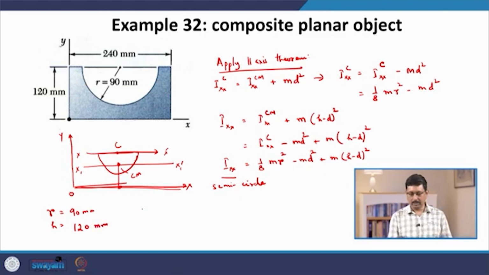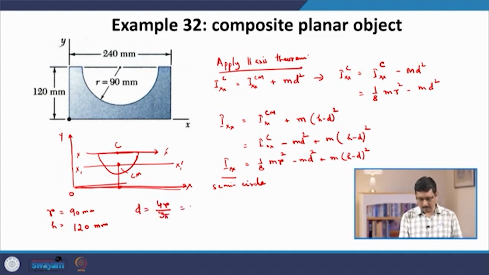Now, D we have just mentioned, and you can show that this turns out to be about 38.2 millimeter. Then H minus D will be 120 minus 38.2, which will be about 81.8 millimeter.